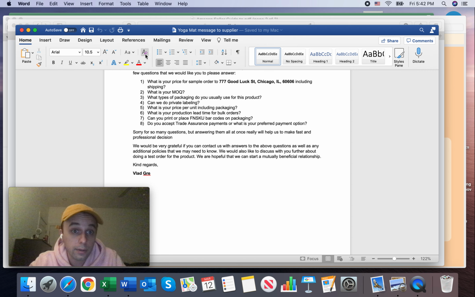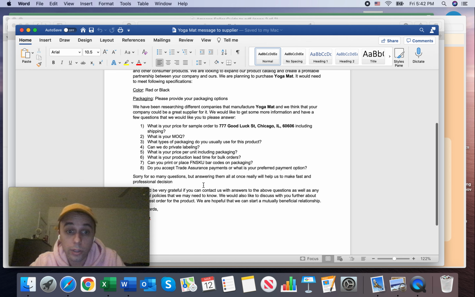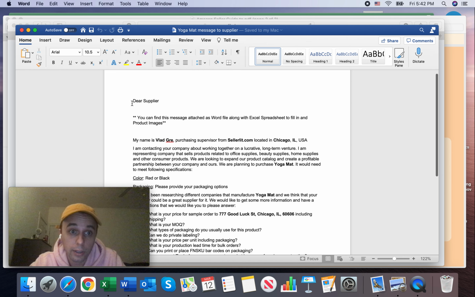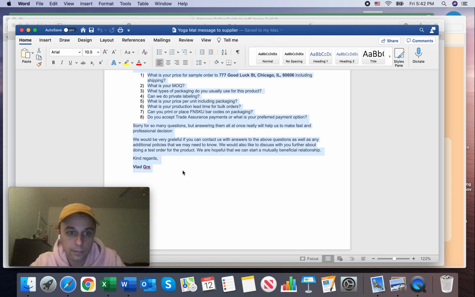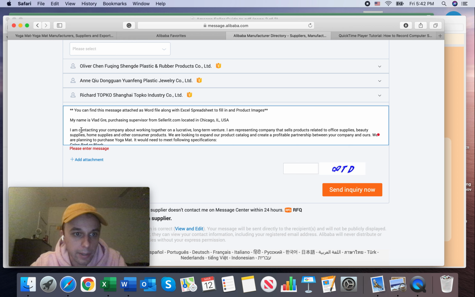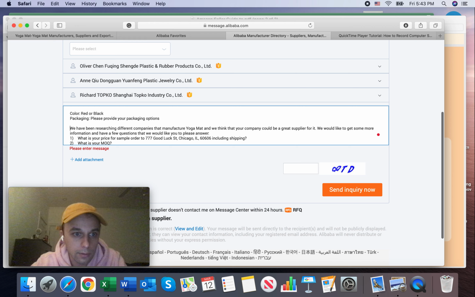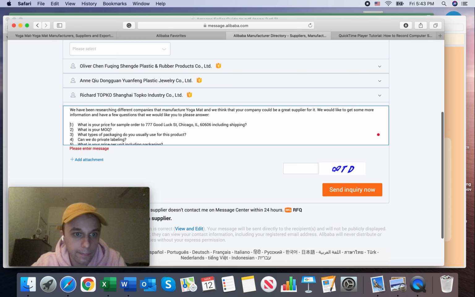So remember, this Word file I fill in with my information, and I'm gonna save it on my desktop because I'm gonna attach it as a message. I'm gonna highlight everything. I'm gonna copy it. I'm gonna go back to Alibaba, and I'm gonna paste this message. Once you paste it, make sure you separate all the paragraphs, make it nice and clean for the supplier to read.